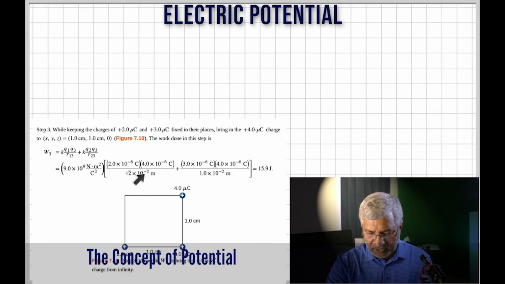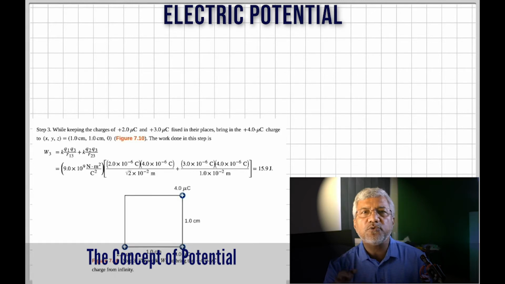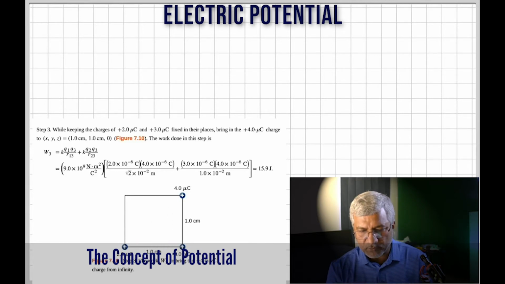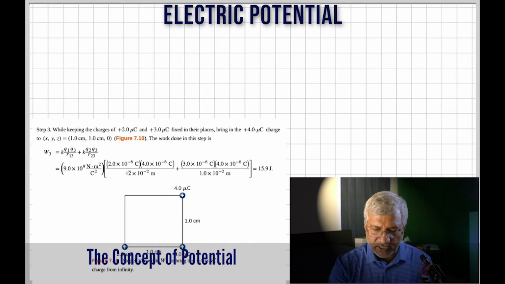Just remember that this distance between 2 and 4, see that distance is not 1 meter. I mean, it's not 1 centimeter. Instead, it will be square root of 2 centimeters. That's easy to know because this is 1 centimeter, this is 1. So the hypotenuse of that triangle would be square root of 2. So that's why you find square root of 2, which is changed into meters again.